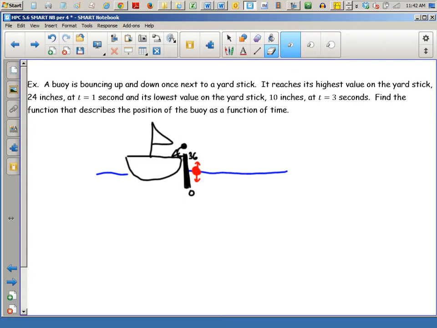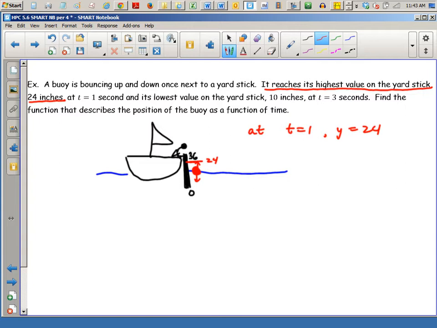He sets a stopwatch. He starts it, and it takes him a second to look at the buoy. He notices that at t equals 1, the buoy is right at the top of its motion. It says right here, it reaches its highest value on the yardstick, 24 inches. Okay, so y is 24 inches at that instant.